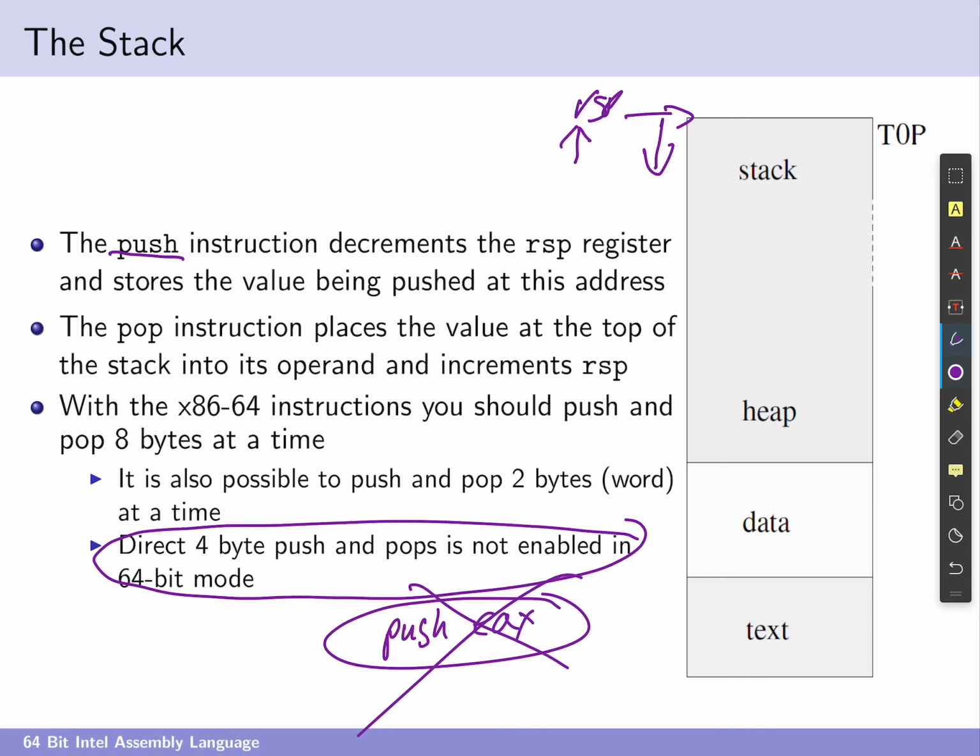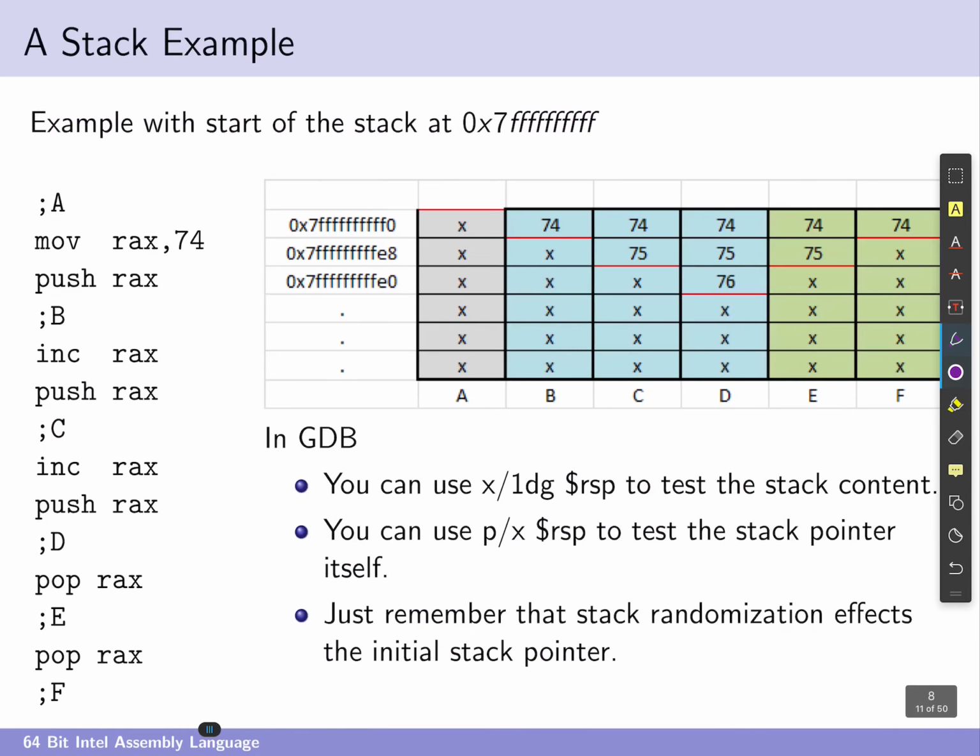So let's look at a visualized example of pushing and popping onto the stack. So here we have our stack with a couple of addresses just indicated. We have the top of the stack over here, with this being the initial value of RSP. It's pointing at the top of the stack, and I've just indicated this by this red line over here.